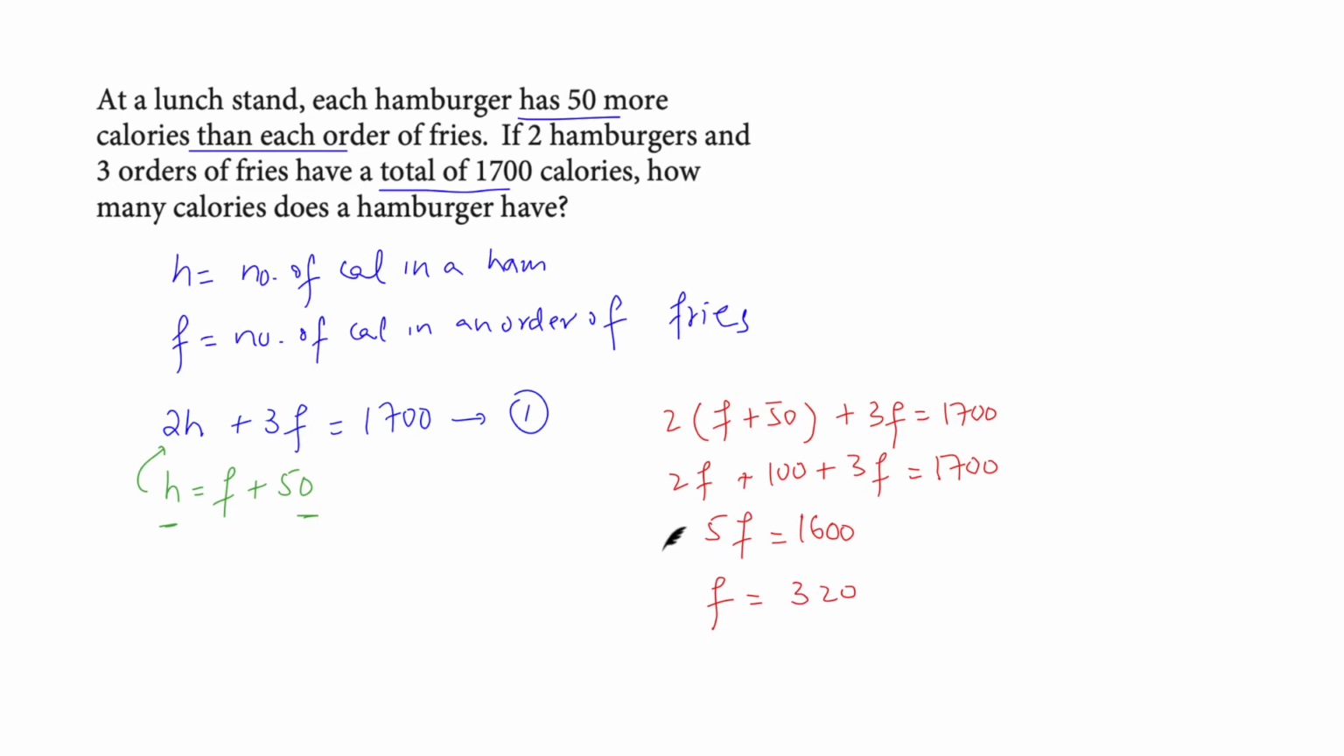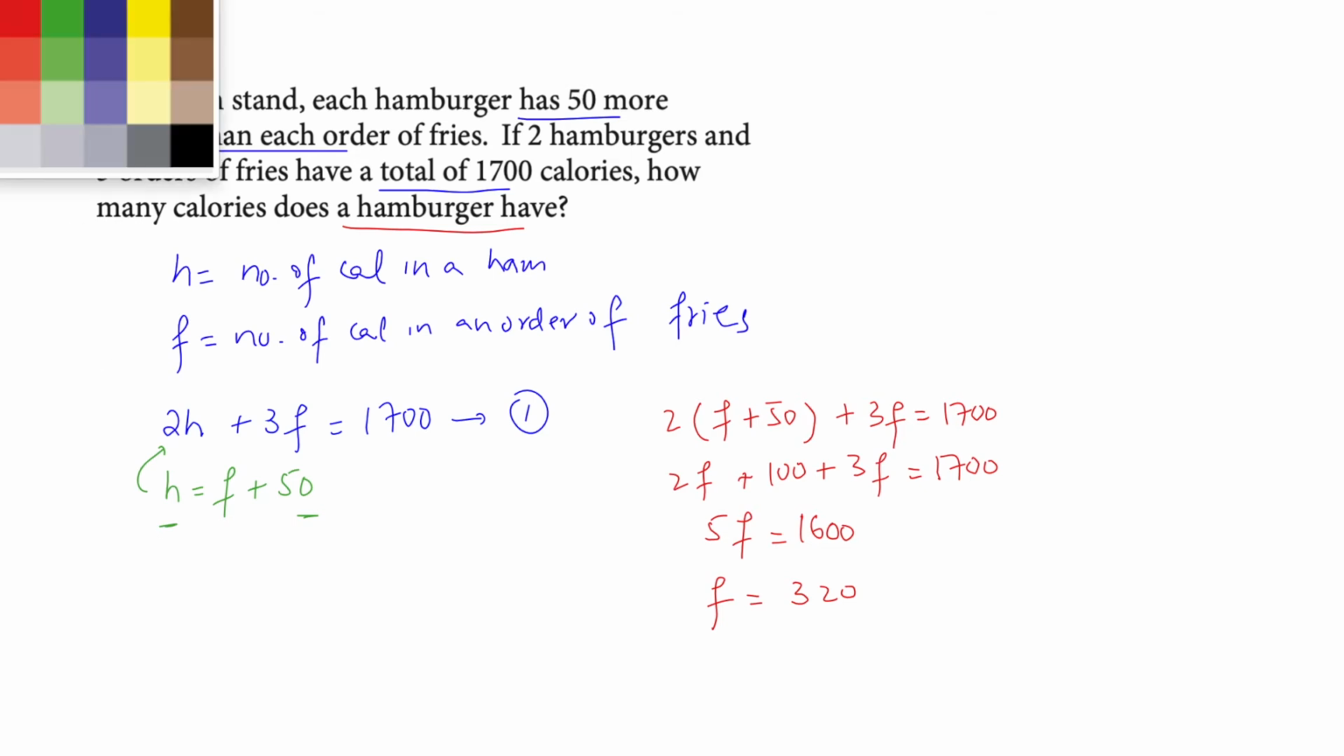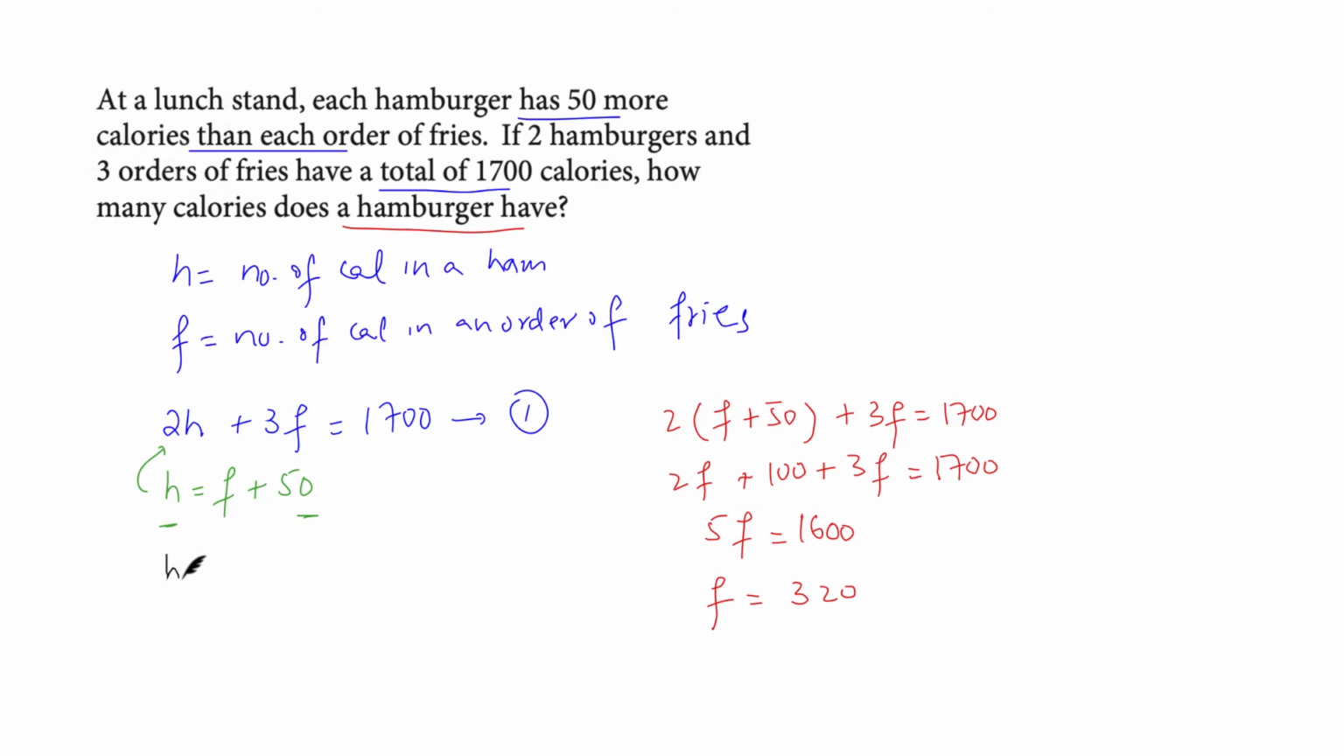So that's our target answer. No, let me look at the target answer. How many calories does a hamburger have? Please be careful. I was about to end here, so that's wrong. If F equals 320, we need H. So H equals 320 plus 50, 370 is our answer. It's a grid-in question, so you will put this answer in the grid.